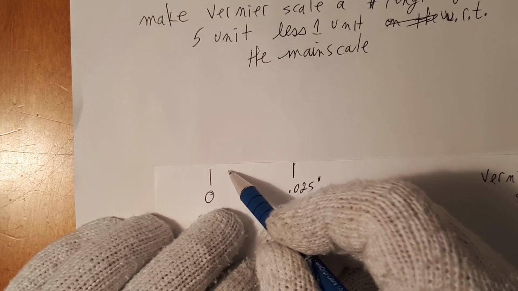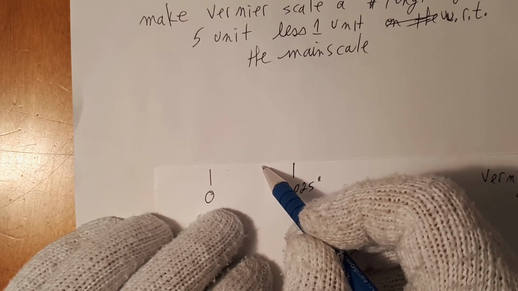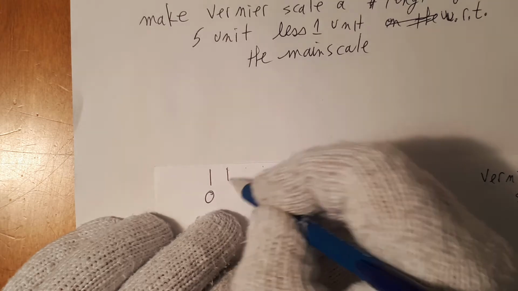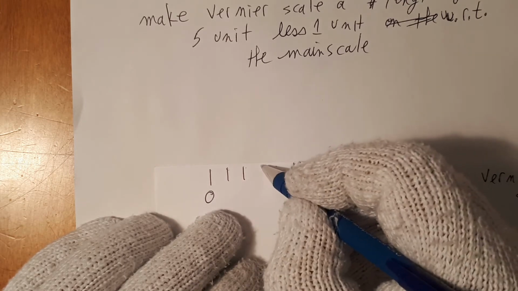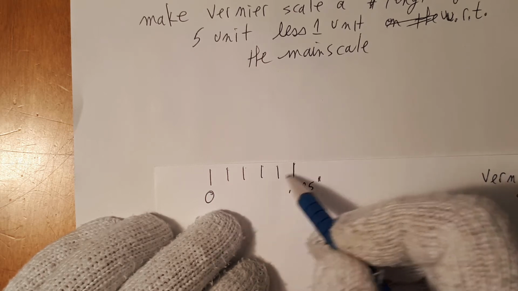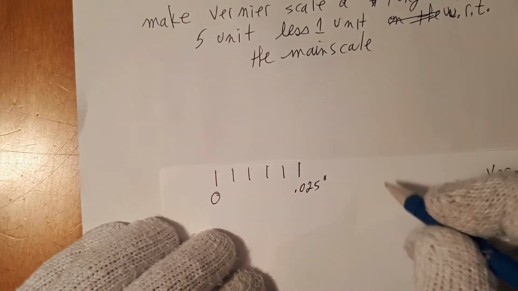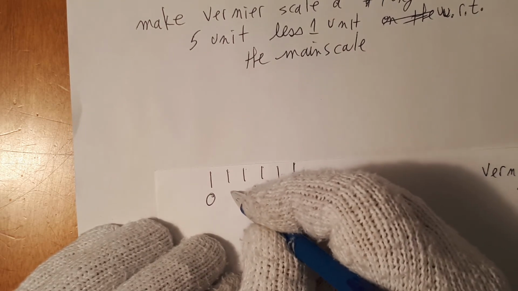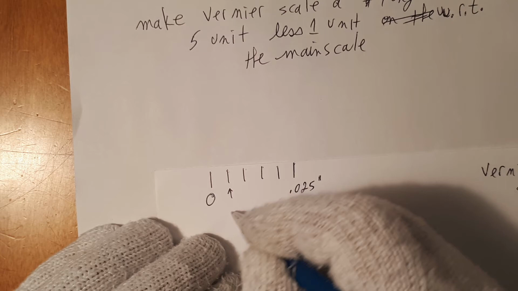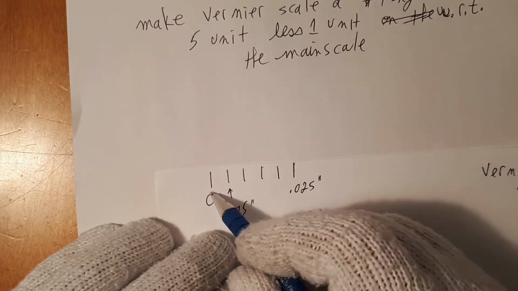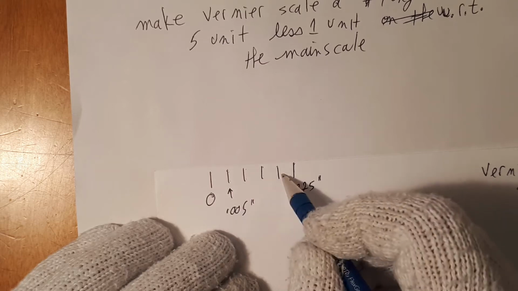And let's see, 1, 2, 3, 4, that's about right. 1, 2, 3, 4, 5. And each one of these now has a value of 5 thousandths of 1 inch. If this one from there is 5, this is 10, 15, 20, 25.